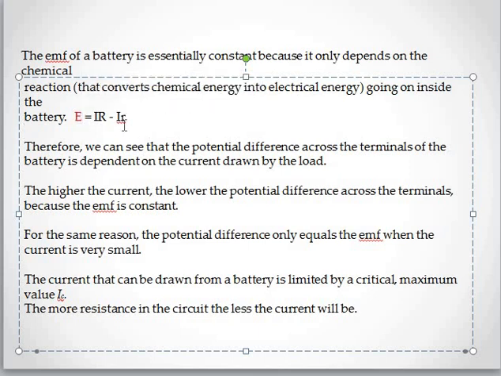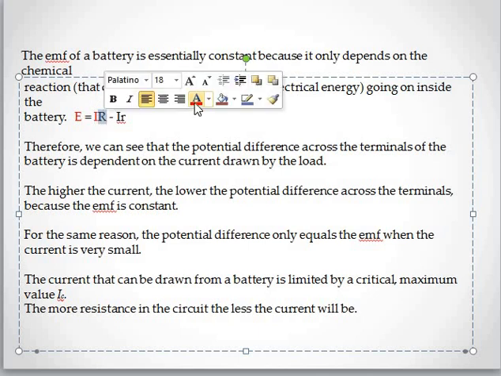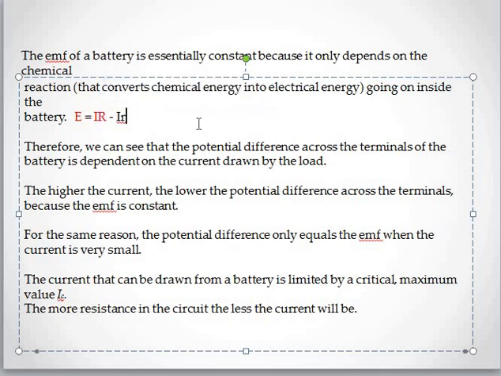When the epsilon is constant and the current is higher, we are going to have a smaller resistance. Why? Because these two will always be constant. Epsilon is constant, IR must also be constant. So if the current goes up, the resistance goes down. If the current goes down, then the resistance goes up. So that is the logic behind this.